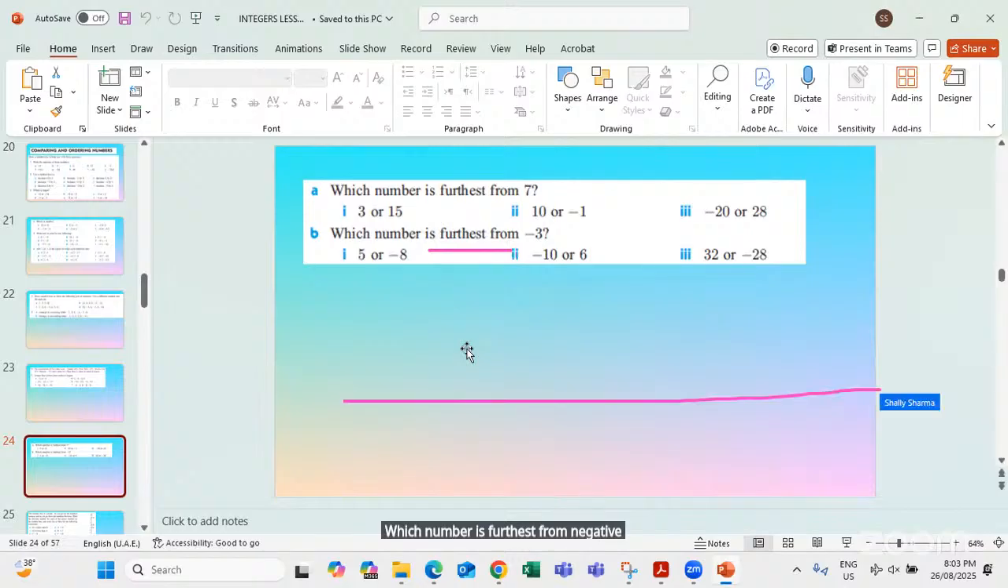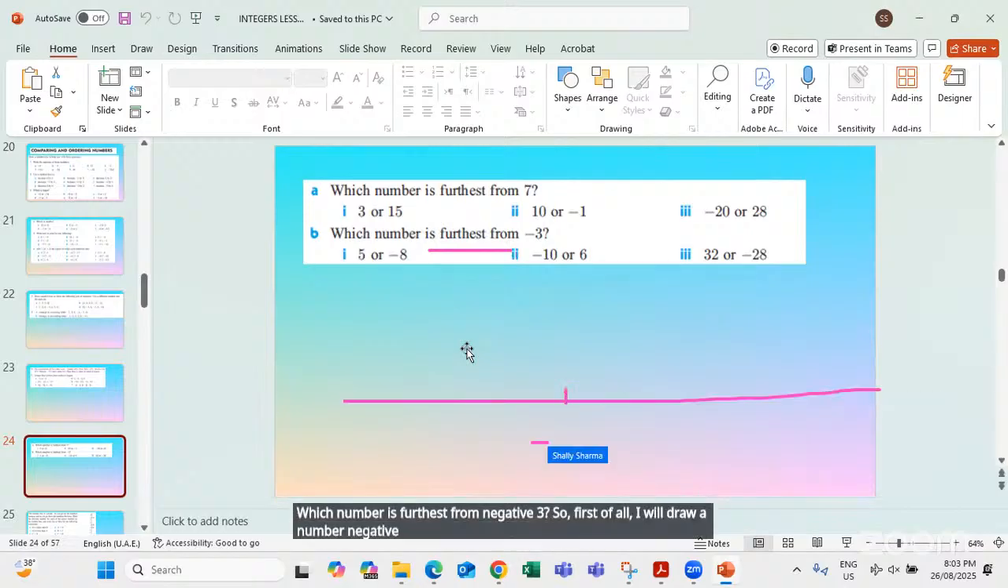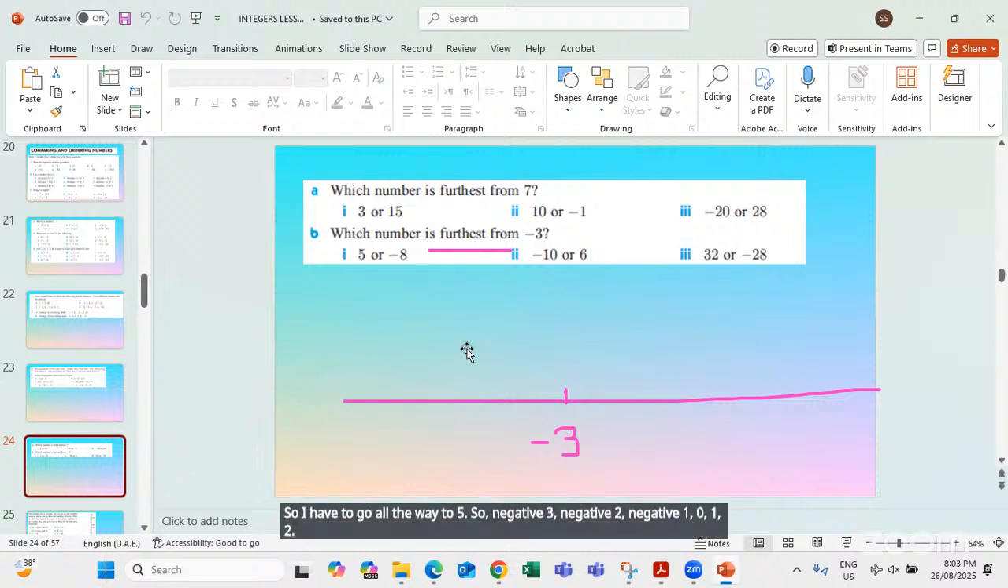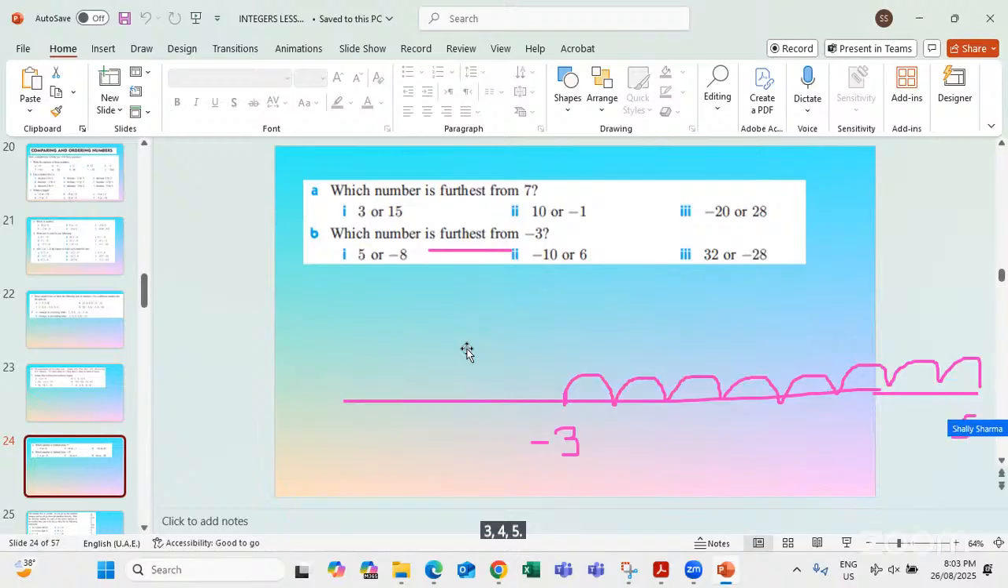So first of all, I will draw a number negative 3 because I have to compare everything from here. So I have to go all the way to 5. So negative 3, negative 2, negative 1, 0, 1, 2, 3, 4, 5. So how many jumps? 1, 2, 3, 4, 5, 6, 7, 8. So these are 8 jumps.